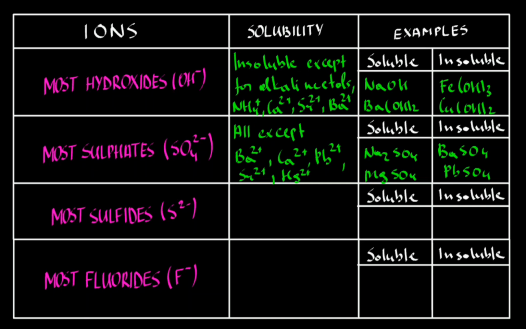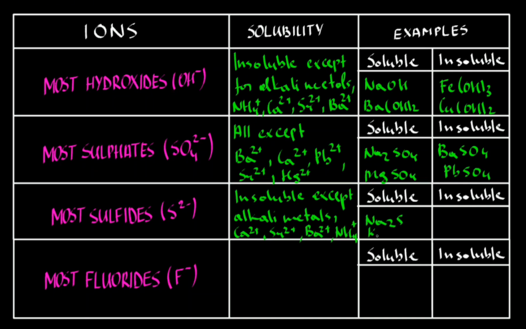Most sulfides are insoluble, except those of alkali metals, calcium, strontium, barium, and ammonium. So for soluble examples, we have sodium sulfide and potassium sulfide. For insoluble examples, we have iron(II) sulfide and lead(II) sulfide.